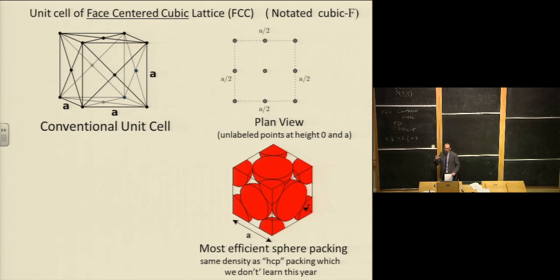Now, if you imagine arranging atoms or spheres together in the FCC lattice configuration, it is actually the most efficient way that you can possibly pack spheres together. So if you have a bunch of tennis balls you're trying to stick into a box, the highest density packing of those tennis balls into the box is an FCC lattice. There are other packings which are equivalently dense, but you're never going to do better than the FCC packing. We don't study the other types of packings because they don't have orthogonal axes, but they're equivalent to FCC.